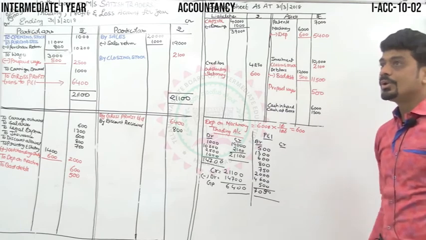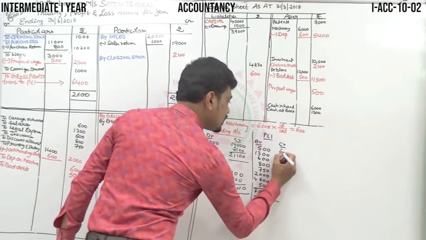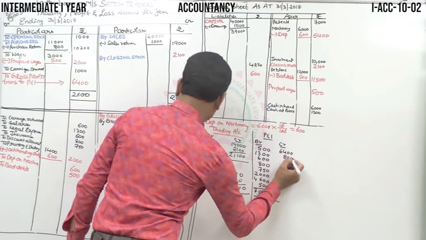Now we'll do credit total. Let us write the figure. 6,400, 800.